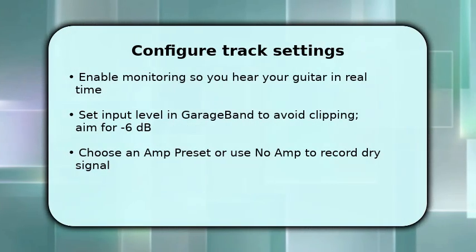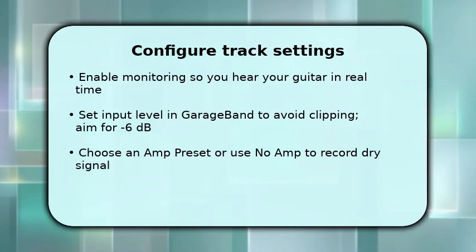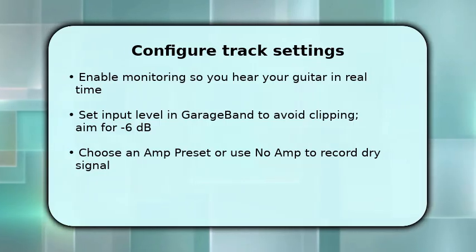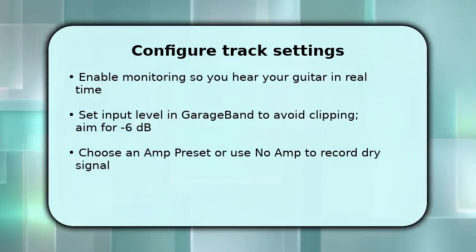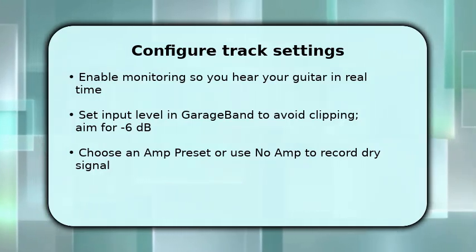Now focus on the track itself. Enable the track's monitoring so you hear your instrument. You'll be adjusting tone while playing. Make sure the input level in Garageband isn't clipping. Watch the meter and lower the gain on the interface if peaks hit red. Aim around -6 decibels for headroom.